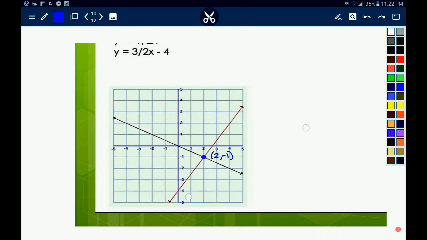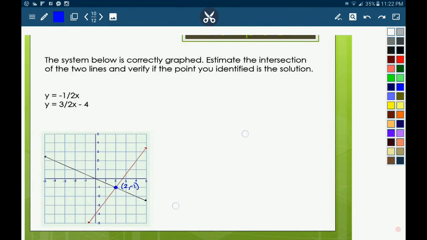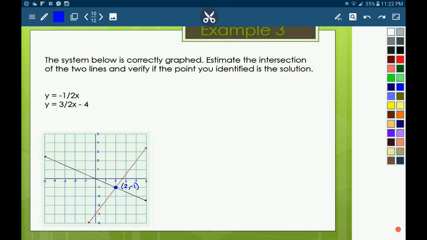So now that I've read the coordinate, I'm going to do what I did in the last example and plug it in. I'm going to substitute x for x and y for y in both equations and see if it holds true. So I've got y equals -1/2 x. Sorry, I forgot my y. So y, which is -1 in my coordinate, equals -1/2 times x, which is 2. Well, if you were to type -1/2 times 2 in your calculator, you get -1. So I get -1 is equal to -1. That's true.